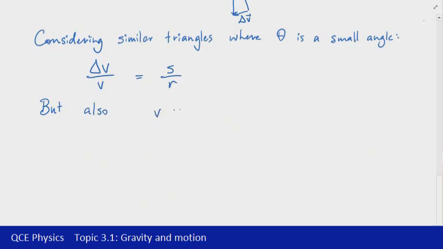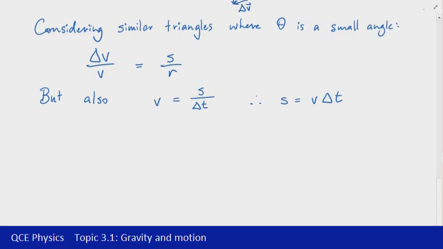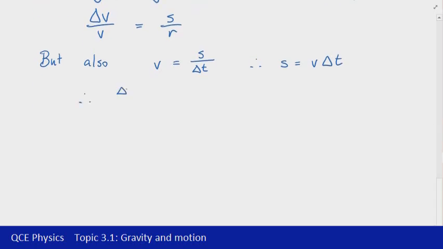So we know that velocity is the distance over the time. The time here that we're dealing with is delta t. So we can say then that the value of S is going to be V delta t. So we're going to make that substitution into the line above. So we'll have that delta V on V is equal to V delta t on R.